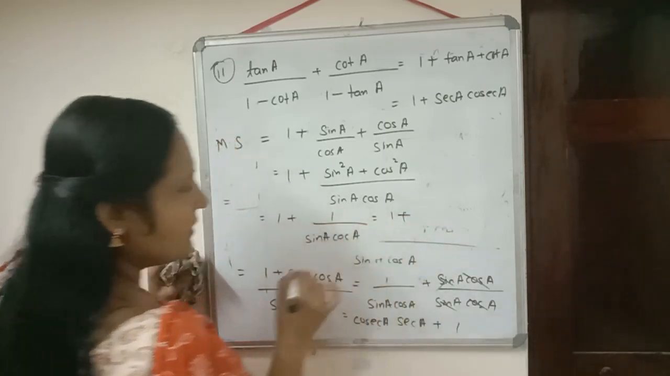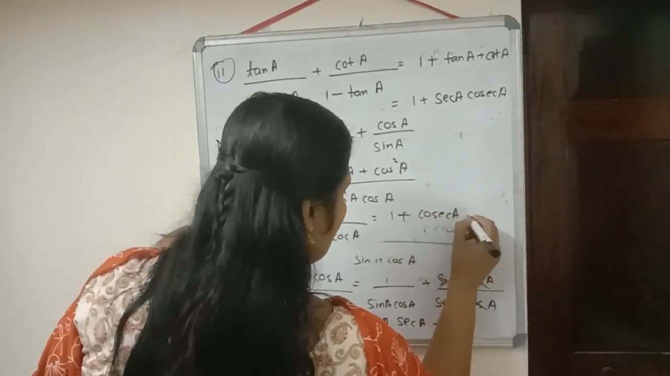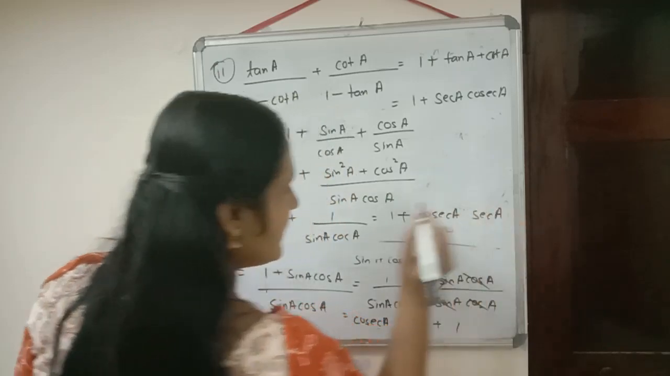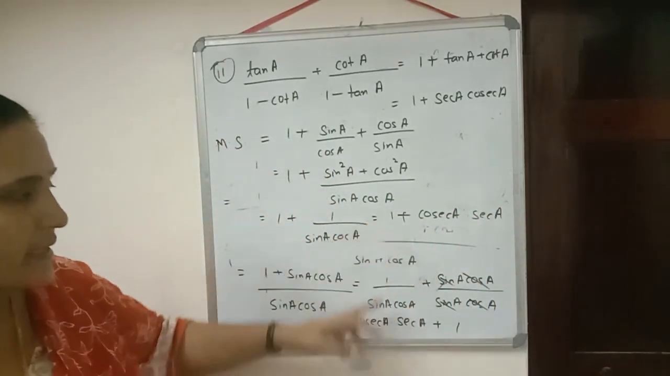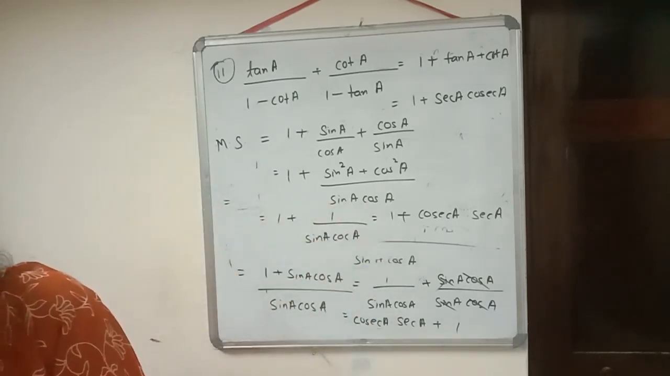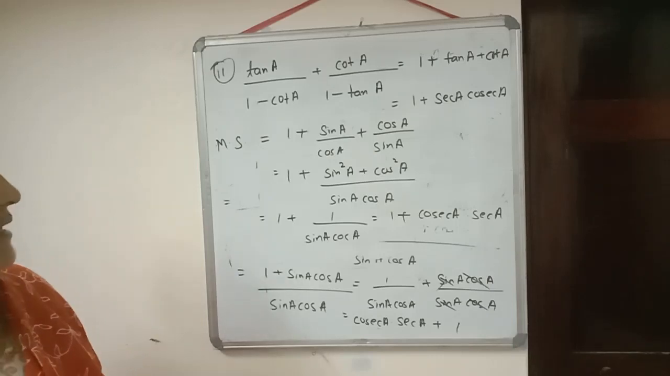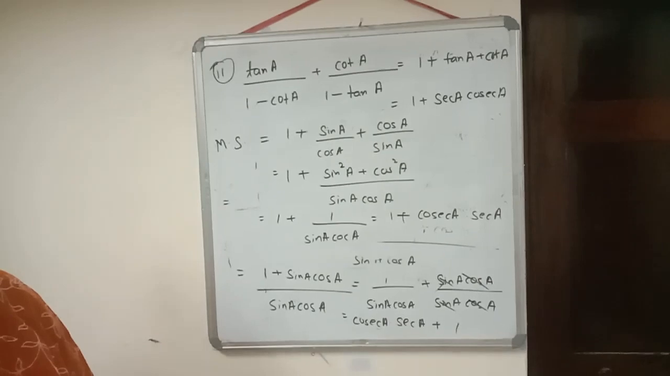Now we can write 1 plus 1 by sin A is cosec A into 1 by cos A is sec A. So just to check, after simplifying the middle one also we are getting the same expression. So in this way we proved that all these expressions are same. So I think this question is clear to you. Now we will move to the next question.